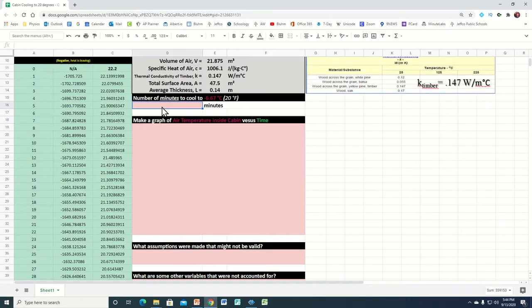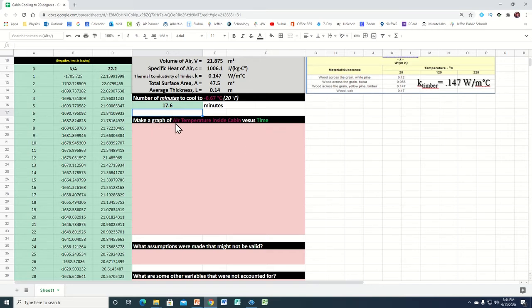So the number of minutes is going to equal 1,057, and my answer over there was in seconds. So if I divide by 60, it should get me into minutes. And there we go. It's going to take about 17.5 minutes for that cabin to cool down to that temperature.